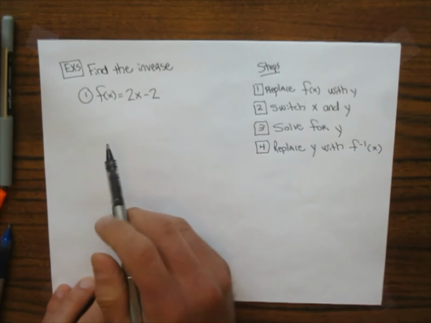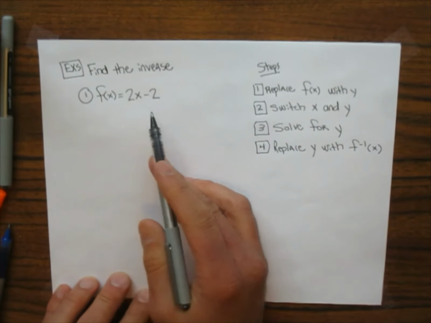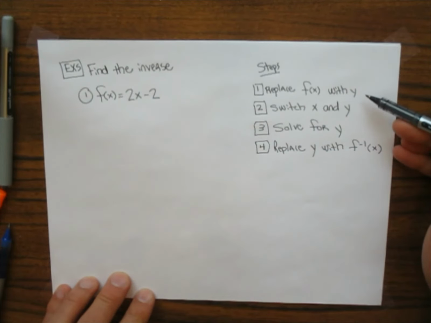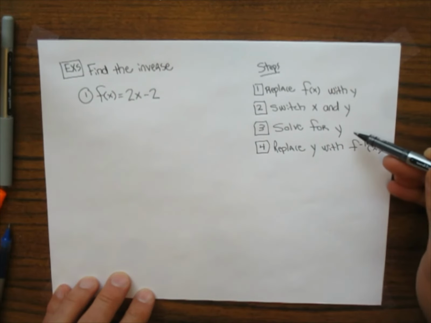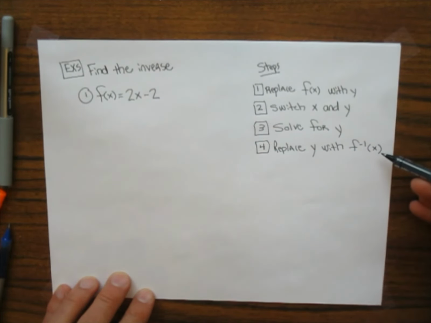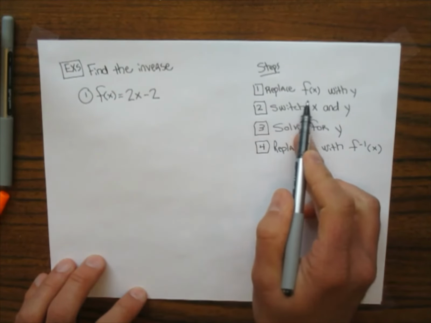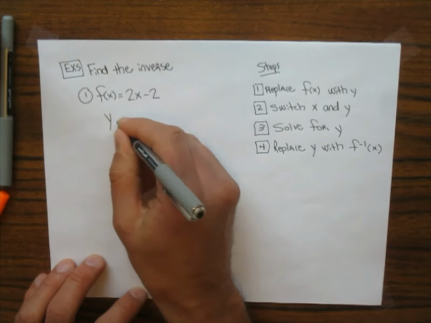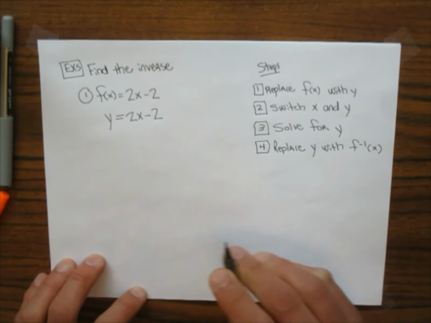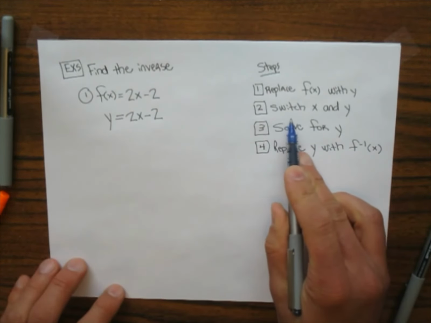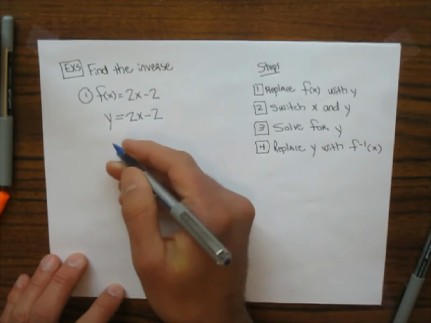So if they give you a function like this and they ask you to find the inverse, here's 4 steps that will always work. Replace f of x with y, switch x and y, solve for y, which could be the hardest step in some cases, replace y with f inverse. Okay, so step 1, replace f of x with y. Okay, now step 2, switch x and y. When you do that, you actually get a different graph. So I'll do this in blue.